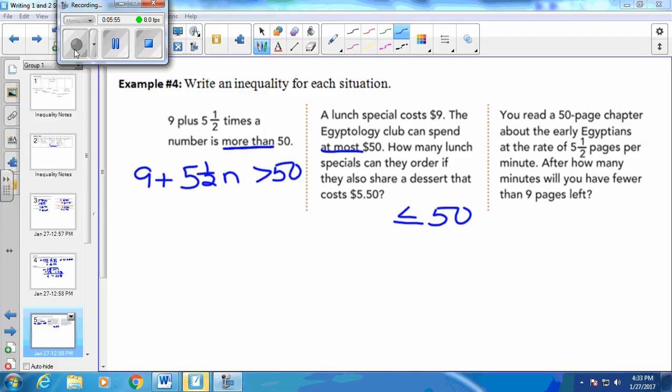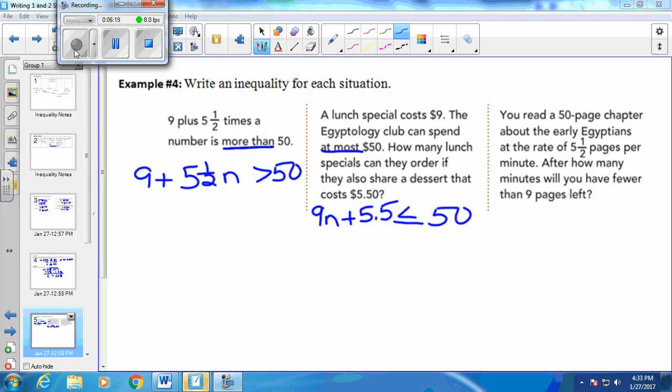They have a lunch special that costs $9, but they don't know how many they're going to be getting, so that's the 9 times n. And then they're only getting one dessert to share, so that's your constant of the 5.50. So I'm looking at 9n plus 5.50 is less than or equal to 50.